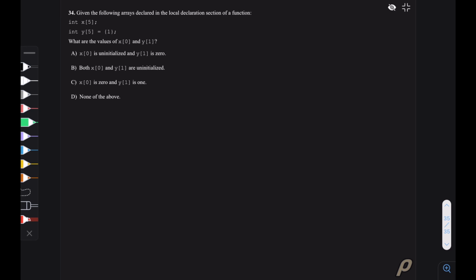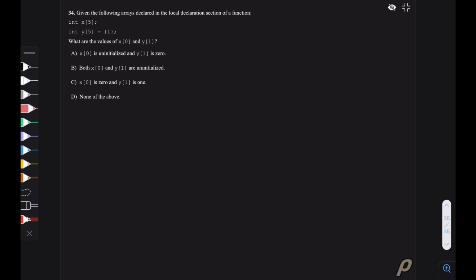All right, final question for this exam, question number 34. Given the following arrays declared in the local declaration section of a function, int x[5] and int y[5] equals {1}. What are the values of x[0] and y[1]? Okay. I'm actually going to start with B and work my way through the different ones.